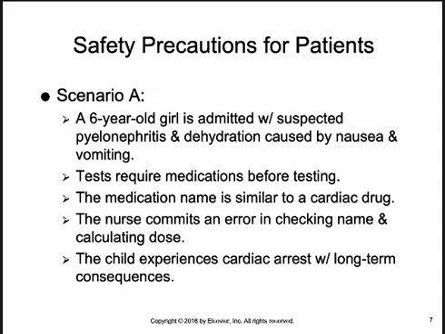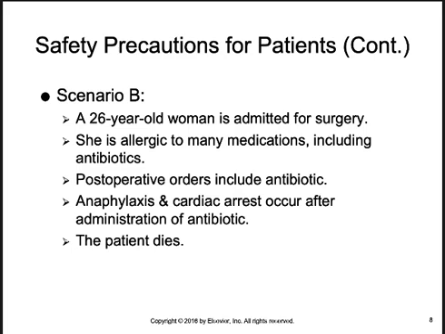All right. Scenario B: a 26-year-old woman is admitted for surgery. She's allergic to a lot of meds, including antibiotics. Post-op orders include that antibiotic, resulting in anaphylaxis and cardiac arrest after administration of the drug, and the patient dies. All right. How could this error have been avoided? And the answer is a proper patient history, and that all staff be aware of that history and be able to read and understand the chart. And that comes down to education of staff. All right. And this is one of the reasons you're here at OMCC, right? In order to be able to do these things without error and provide the optimum patient outcome.